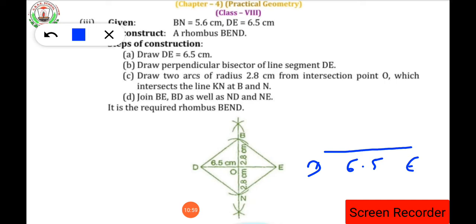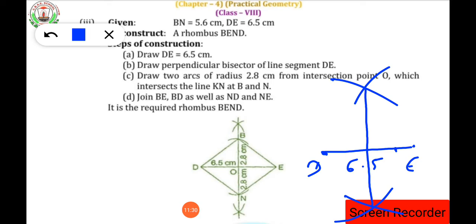Clear? Now draw the perpendicular line. How to draw the perpendicular line? Keeping the needle of the rounder at point D, stretching the pencil part more than half of the line segment DE, draw an arc at top and at bottom, and repeat the same process with E as a center, drawing the perpendicular line like this. Clear? So this will be the perpendicular line.